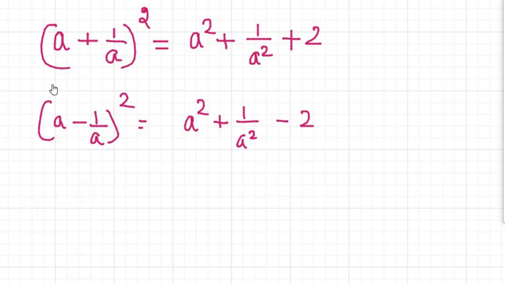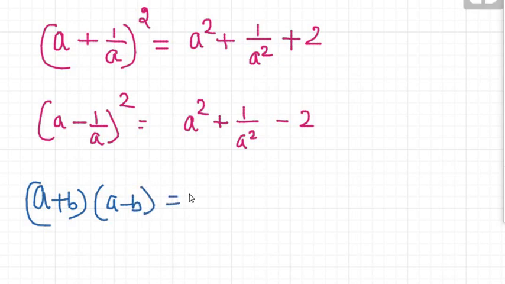Next is very important. What is A plus B into A minus B? A plus B into A minus B is equal to A square minus B square or plus B square? A square minus B square. A plus B into A minus B. Please everyone make a note of it and also revise all these formulas. Even in maths you are supposed to memorize certain things.